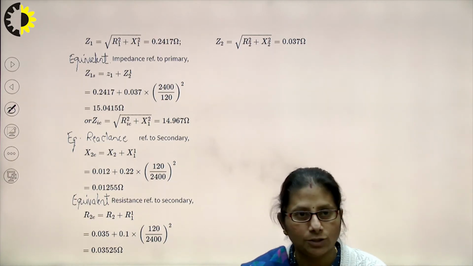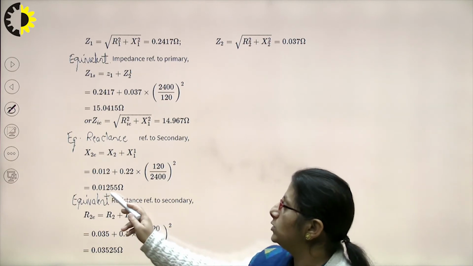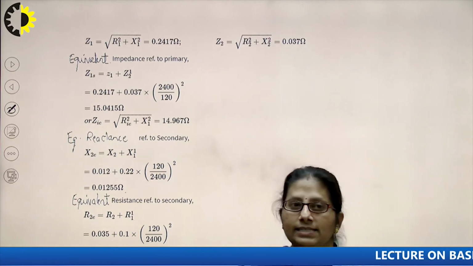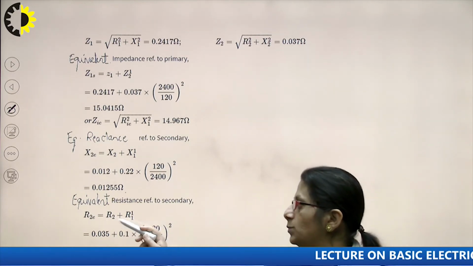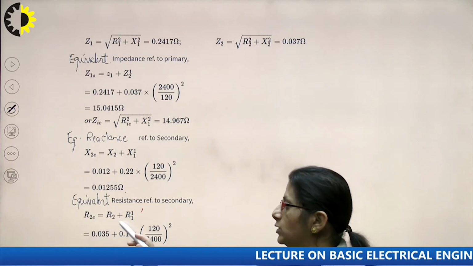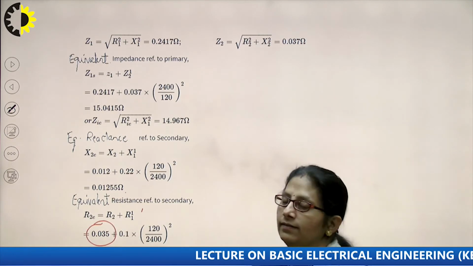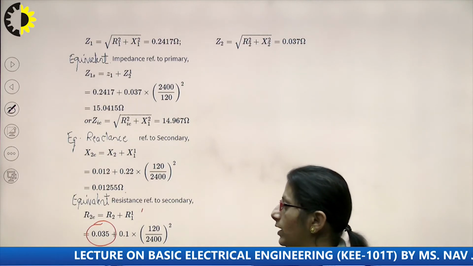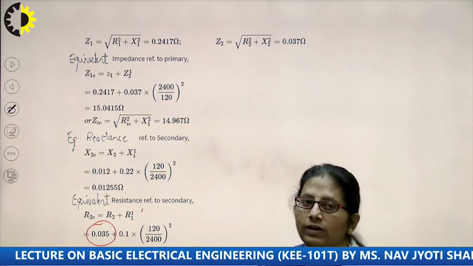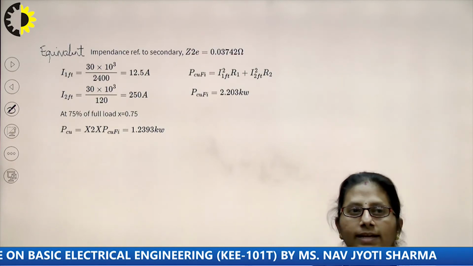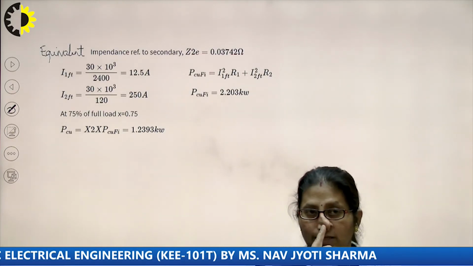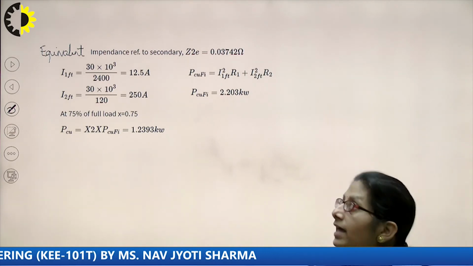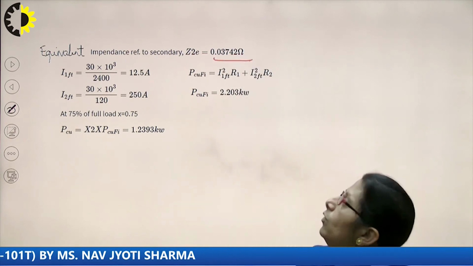Equivalent reactance referred to secondary, X2E, will be given by X2 plus X1 dash, that will be 0.01255 ohms. Equivalent resistance referred to secondary, R2E, will be given by R2 plus R1 dash, right. So, R2 as it is, R1 dash is K square R1, and its value would be 0.03525 ohms. Last one, the equivalent impedance referred to secondary, Z2E, will be given by Z2 plus Z1 dash, right, and its value would be equal to 0.0374 ohms.